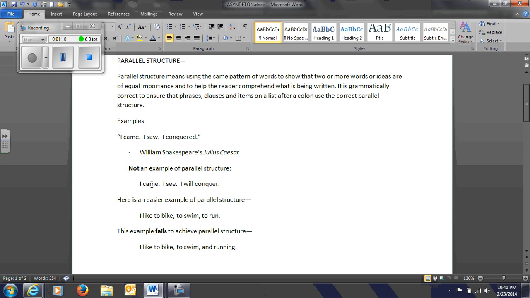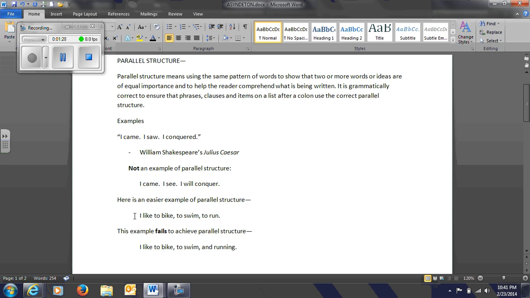I came, which is in the past. I see, which is present. I will conquer, the future. You've got to be consistent in whatever you do, okay, especially with tenses. So even your tenses have to be parallel and or consistent. Okay, if you're still not sure what parallel structure is, let's take a look at this.